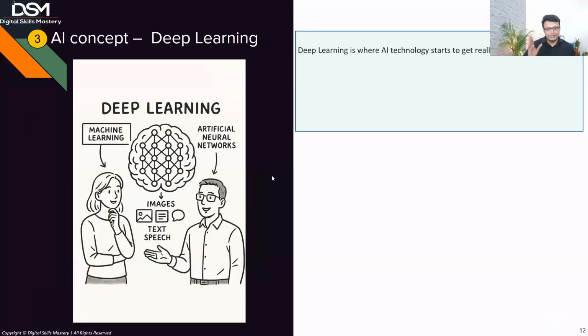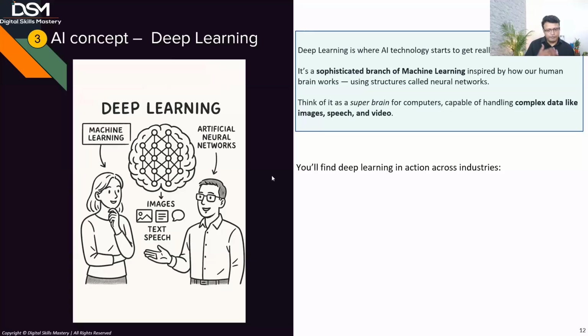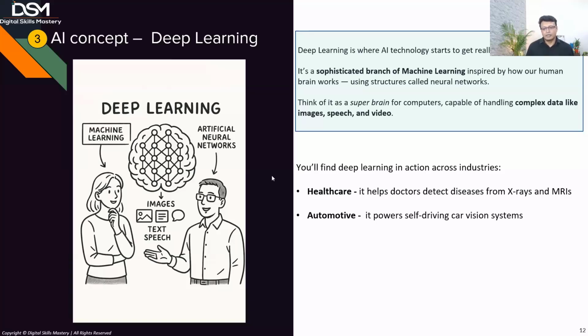The next concept is deep learning. This is where the AI technology starts to get really powerful. It's the sophisticated branch of machine learning, inspired by how our human brain works, using structures called neural networks. Think of it as a super brain for computers, capable of handling complex data like images, speech, and video. In the previous example, we saw just text coming in, but with deep learning, more and more types of data are coming in, and you will find this across industries. For example, in healthcare, it is helping doctors detect diseases by looking at x-rays and MRIs.